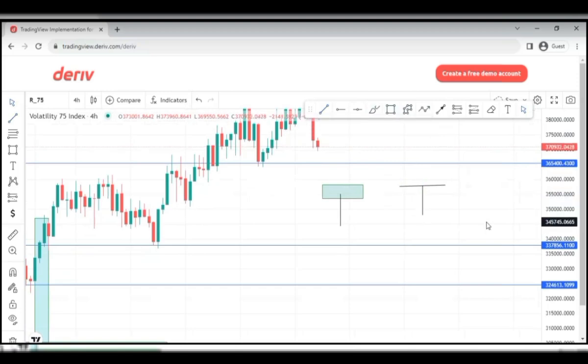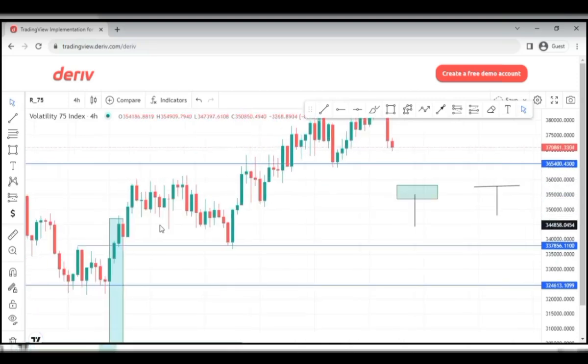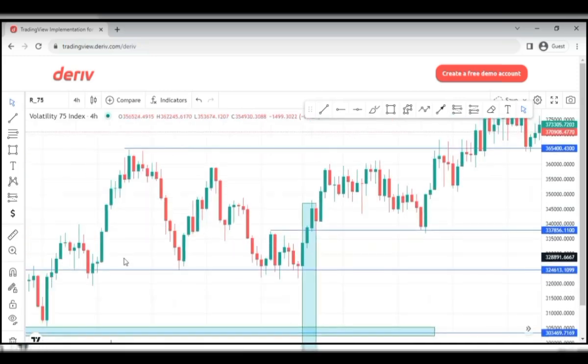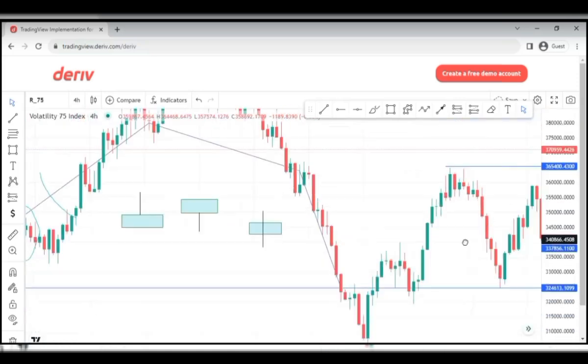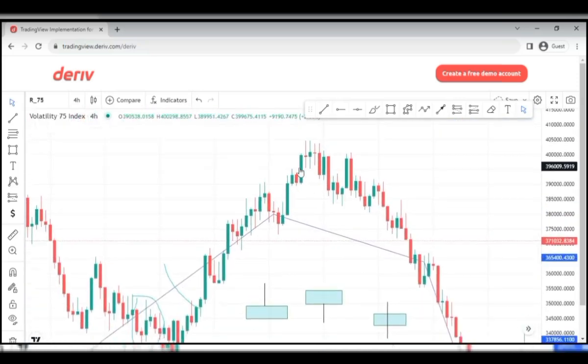We have the dragonfly doji, we have the gravestone doji, we have the spinning top, we have the doji itself. These are patterns you always want to check out for at the end of any trend or at your zones of support or resistance. These are common patterns to check out for at the end of your trade, at the end of the market move.